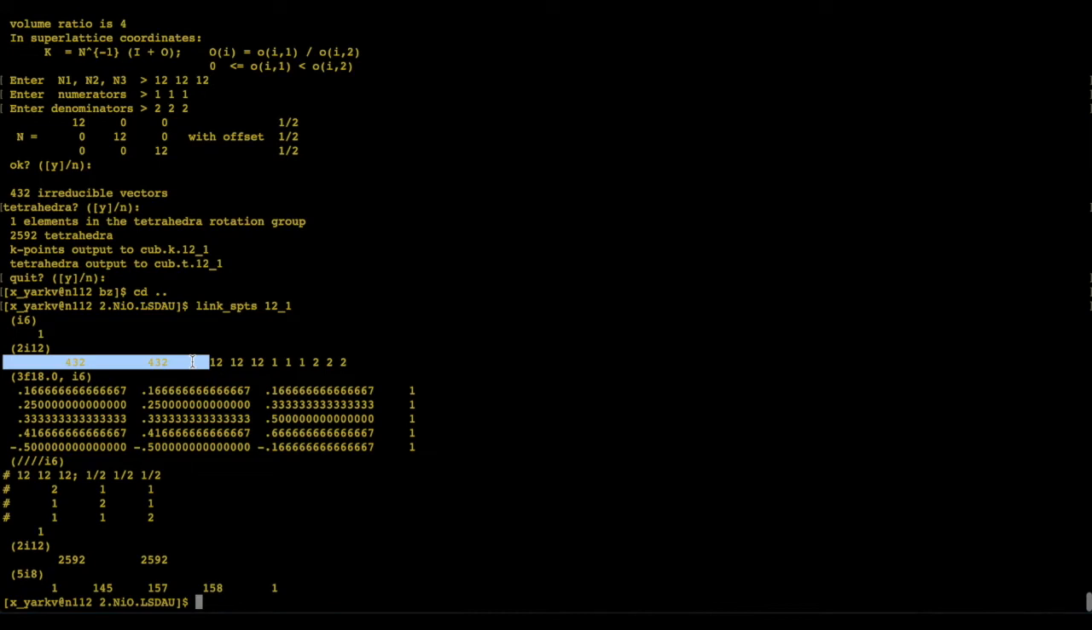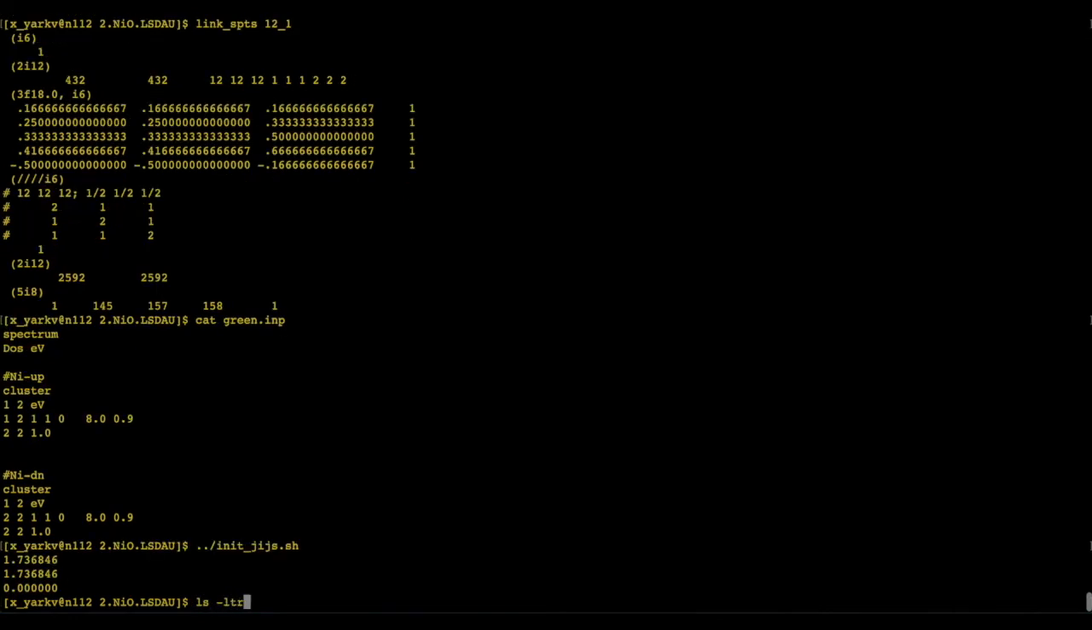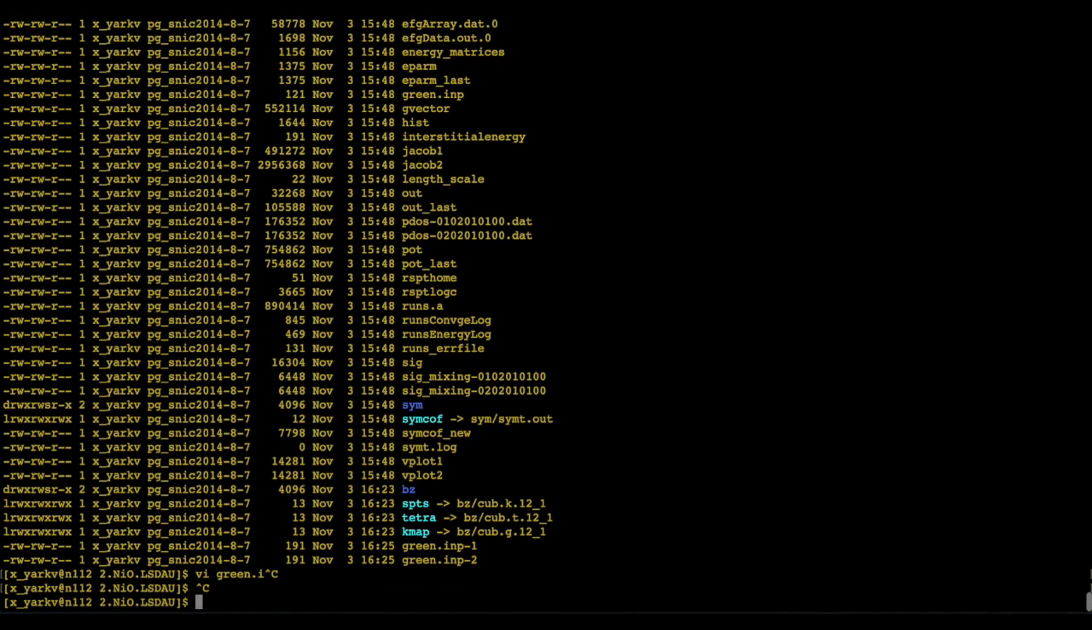The difference with respect to the previous calculation is that here we in fact already have a green.inp file, which in our case controls the LSDA+U calculation. Let me run the script for generating the input files for the JIJ calculation. As you can see, we got two new files. So let's have a look at these files.